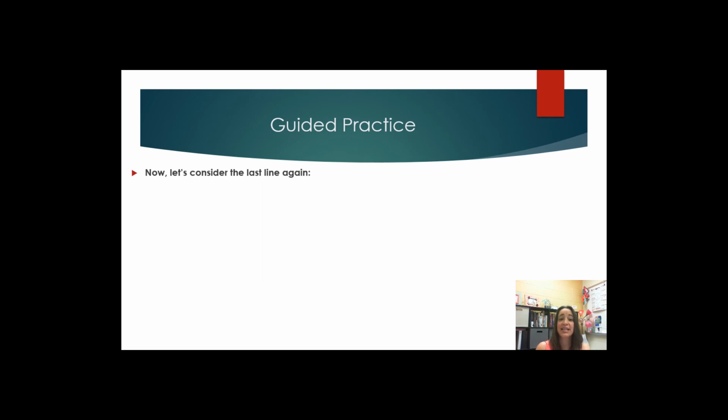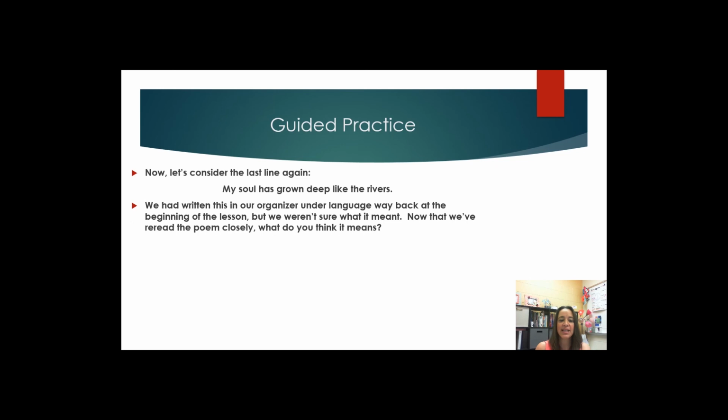Now let's consider the last line again. My soul has grown deep like the rivers. We had written this in our organizer under language way back at the beginning of the lesson, but we weren't sure what it meant. Now that we've reread the poem closely, what do you think it means?